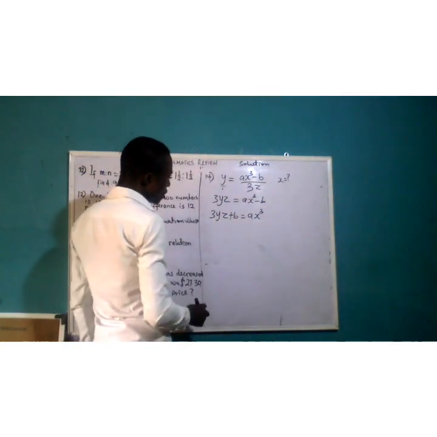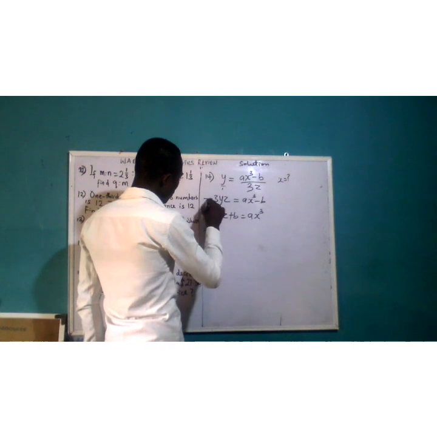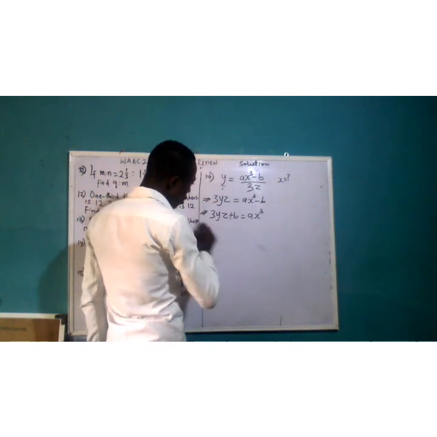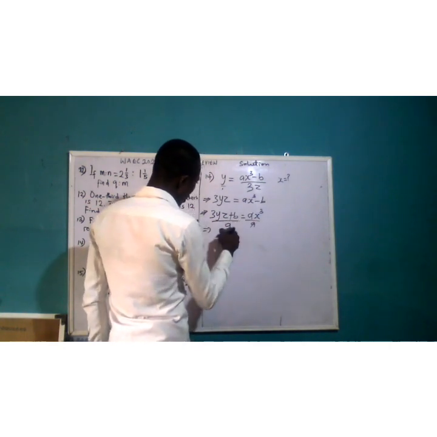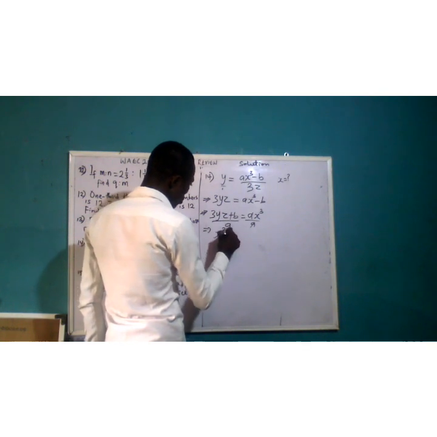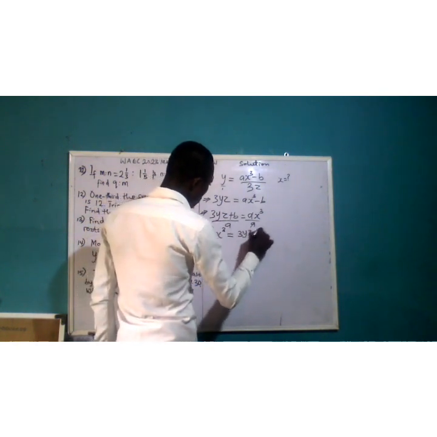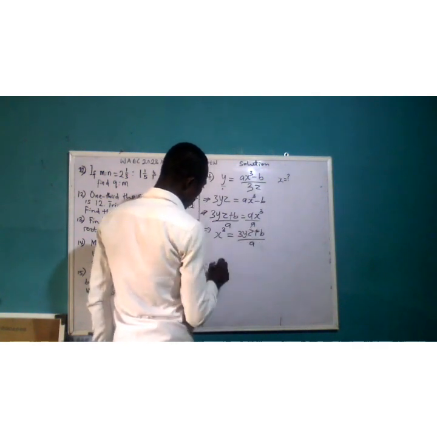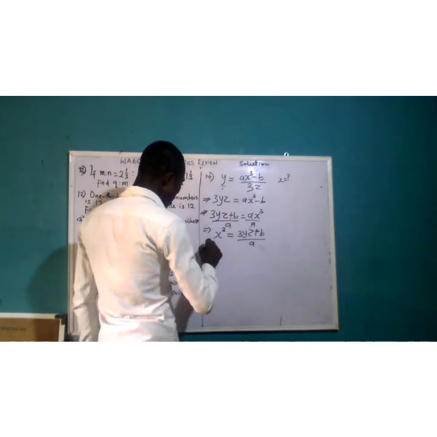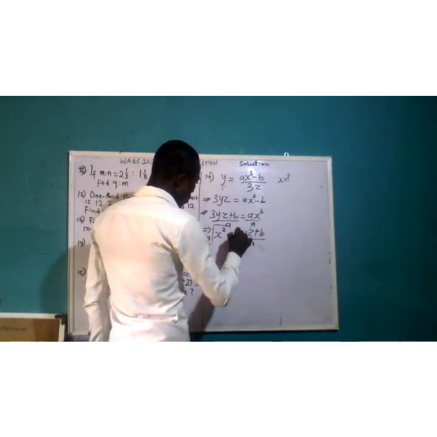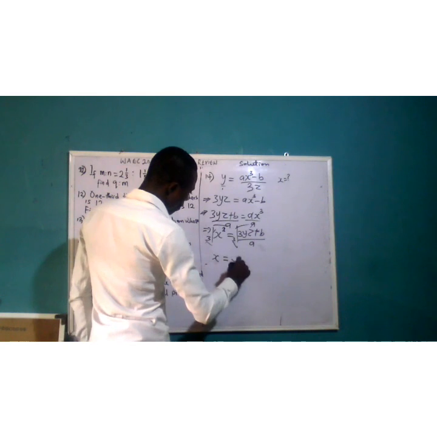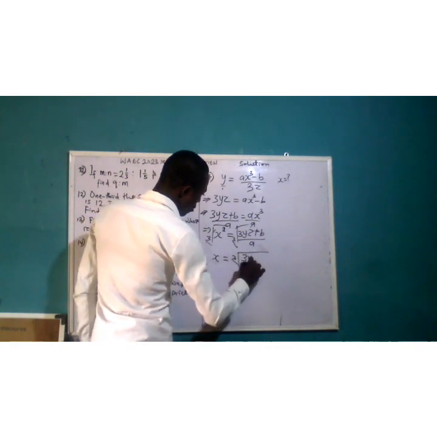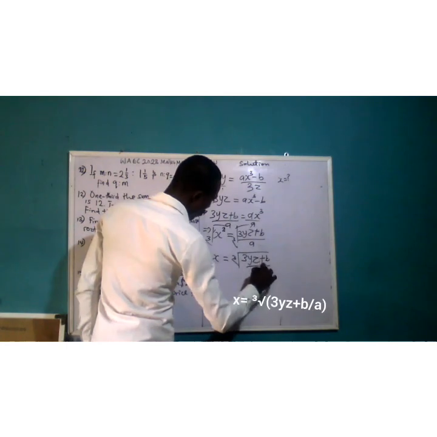Now divide both sides by a. If a cancels a, then you have x cubed equal to (3yz plus b) all over a. And if you take the cube root of both sides, the cube root cancels the cube, so that you have x equals the cube root of (3yz plus b) all over a.